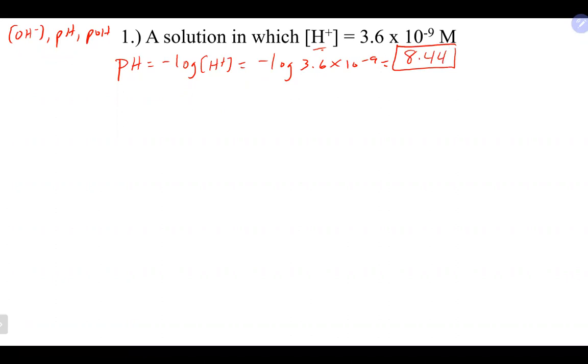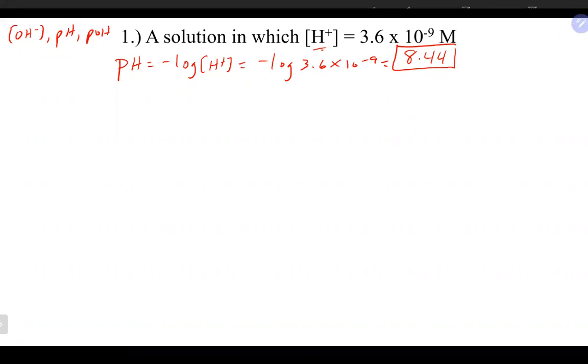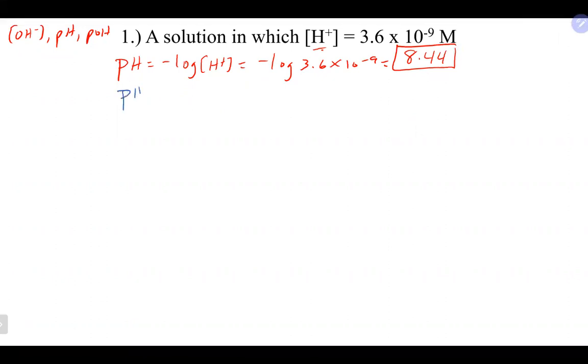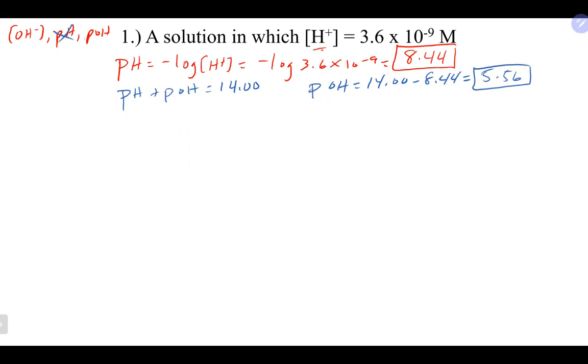Really, because now I have the pH, I could get to the pOH really simply by using pH plus pOH is equal to 14. That means that the pOH would equal 14 minus our pH value we just calculated. So if we just subtract from 14, that's a 5.56 at this point. First off, any questions on that there?